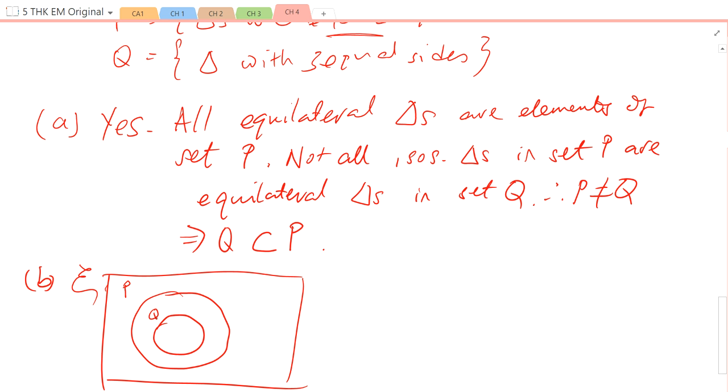Where does triangle 1 fall under? Is triangle 1 in set Q? Q is inside P, so is it inside Q? No. No, but it is inside P, right? So it must be found here. Triangle 1. Not inside Q, but it is inside P. Okay, where does triangle 2 lie? Outside P. Okay, triangle number 2. That's it.